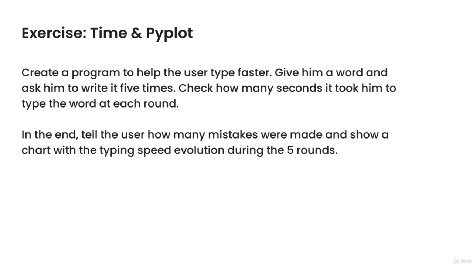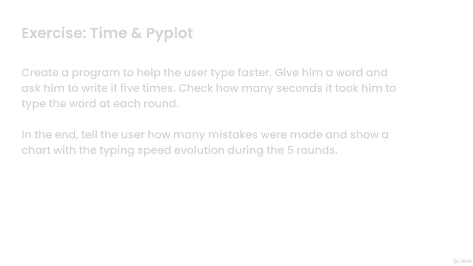Hi there! It's time to exercise what we just learned about the time and the pyplot modules. Create a program to help the user type faster. Give him a word and ask him to write it 5 times. At each time, check how many seconds it took the user to type the word. At the end of 5 rounds, show how many mistakes were made and print a chart to show the user's evolution. Good luck! And when you're finished, go back here to see the solution.